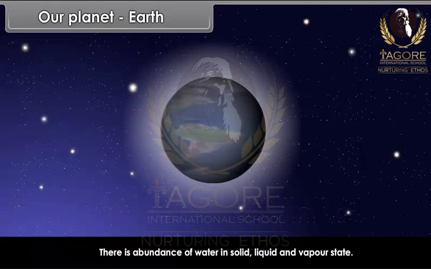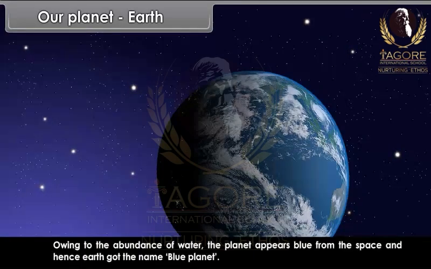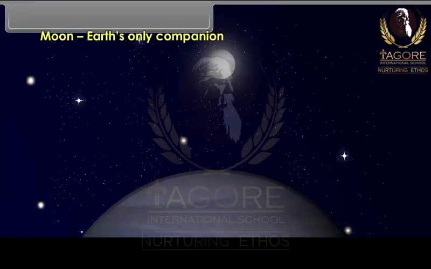Presence of oxygen in the atmosphere and water on the earth has enabled the evolution of various forms of life, plants, animals and human beings. Owing to the abundance of water, the planet appears blue from the space, and hence Earth got the name Blue Planet. Moon, Earth's only companion.